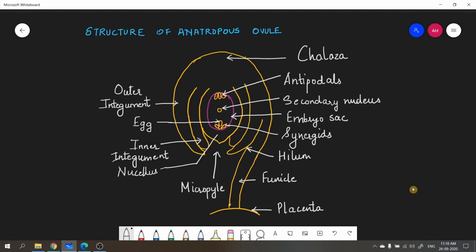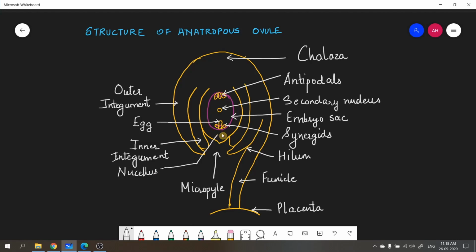Alright, now I will go into details about the structure of ovule and I'll go on explaining each part mentioned here. Starting with the chalaza. So chalaza is the basal part of the ovule over here, you can see, and chalaza is always opposite to micropyle. Now, you can see the central region here, this region is called as nucellus.